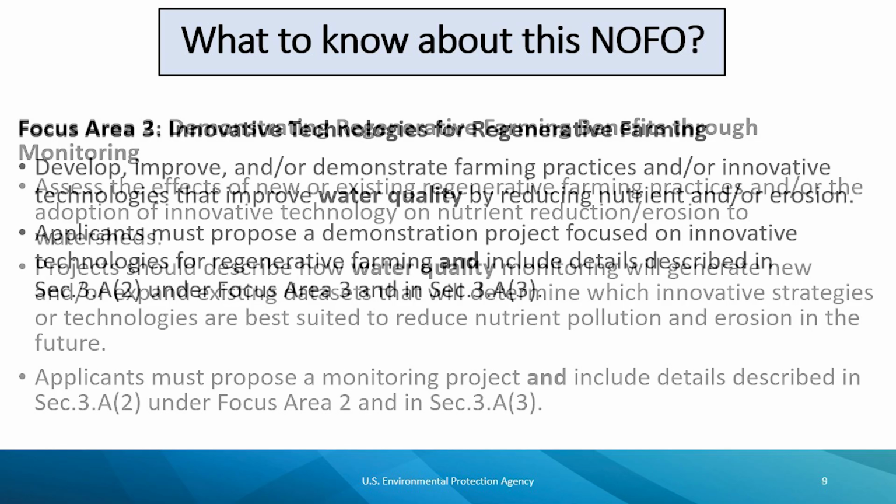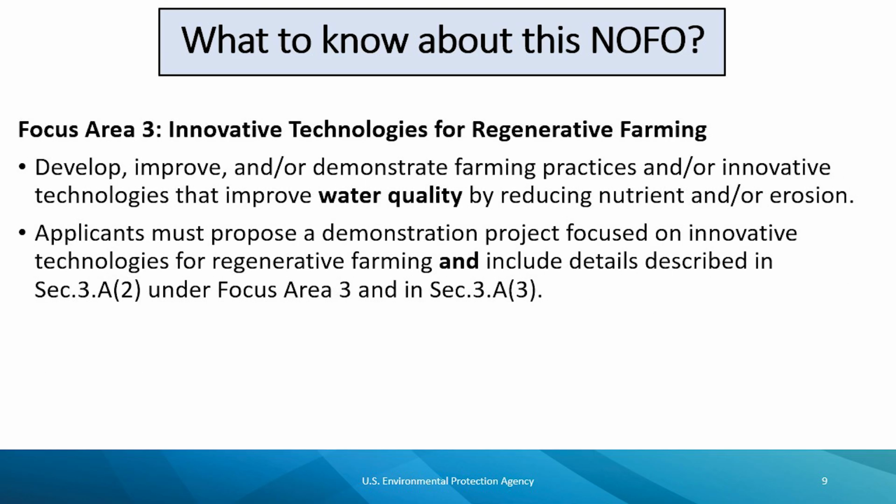What to know about this NOFO, Focus Area 3, Innovative Technologies for Regenerative Farming. Farmers are more likely to adopt regenerative farming practices and/or innovative technologies with direct observable benefits. Applications submitted under the Innovative Technologies for Regenerative Farming focus area should develop, improve, and/or demonstrate farming practices and/or innovative technologies that improve water quality by reducing nutrient loss and/or erosion.